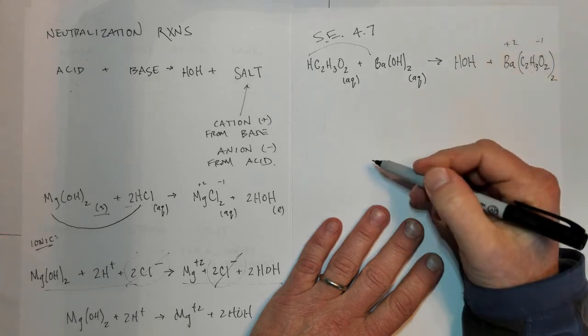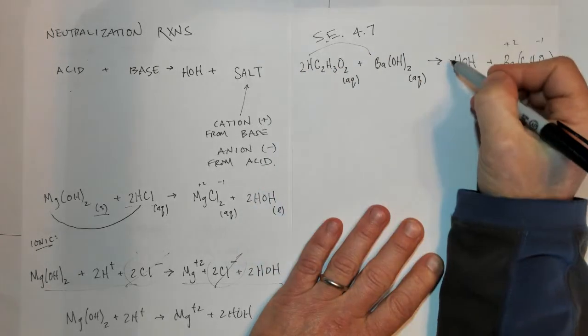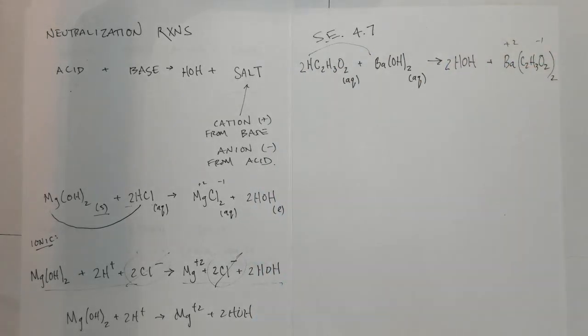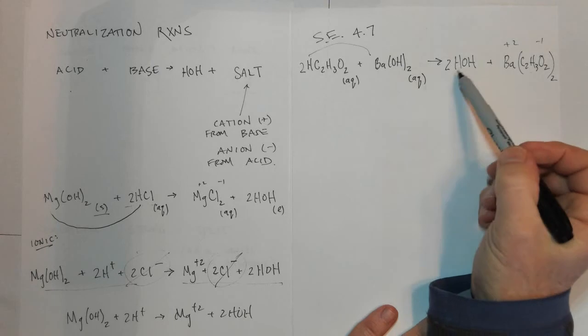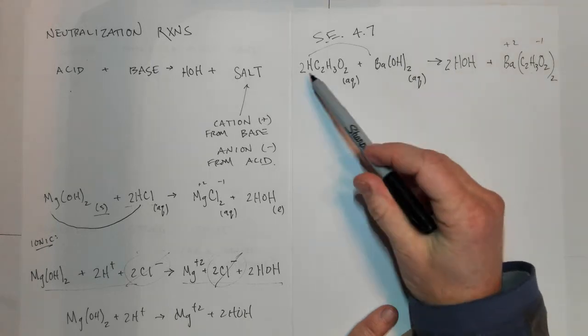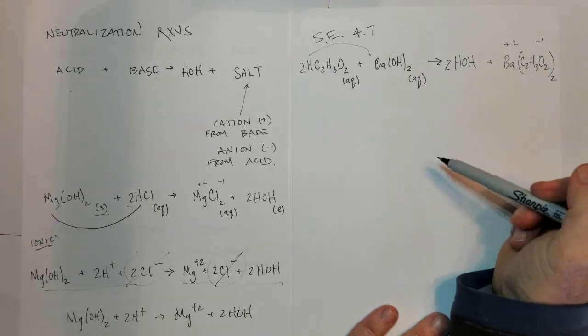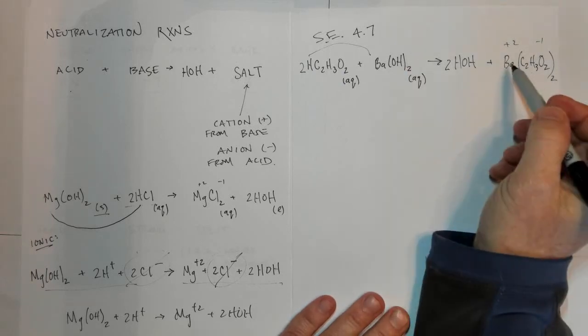Now balance the chemical reaction. We need 2 of them here and 2 of them right here. So then we've got the correct number of hydrogens, and we've got 2 acetates and 2 acetates. This is the molecular equation.